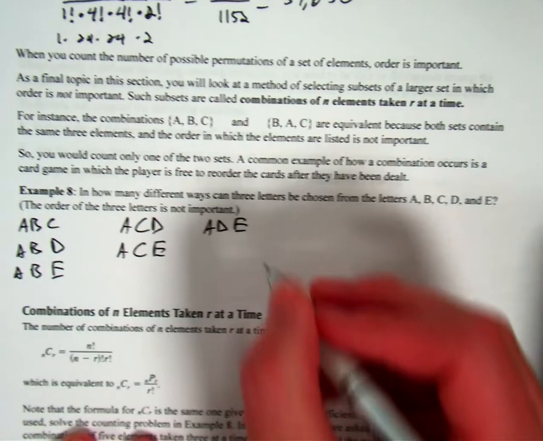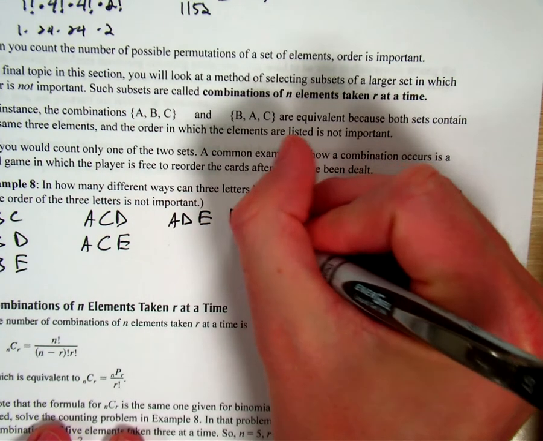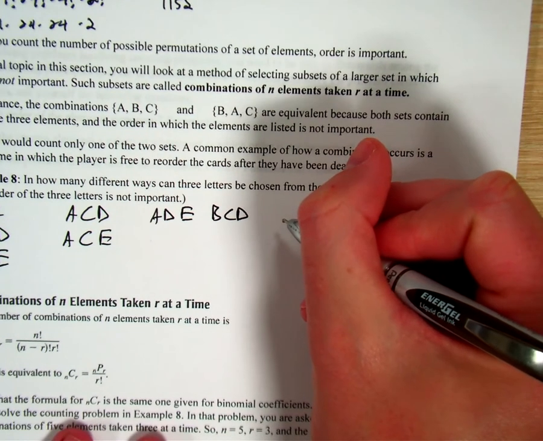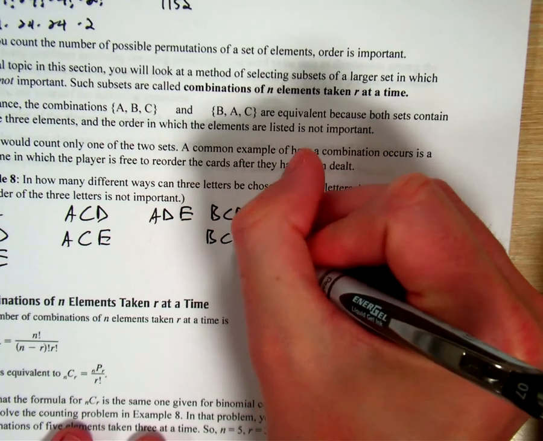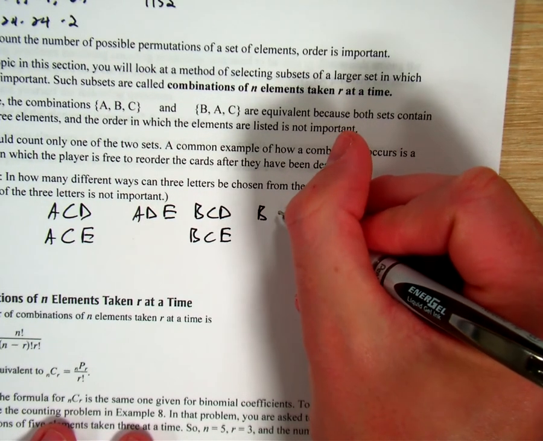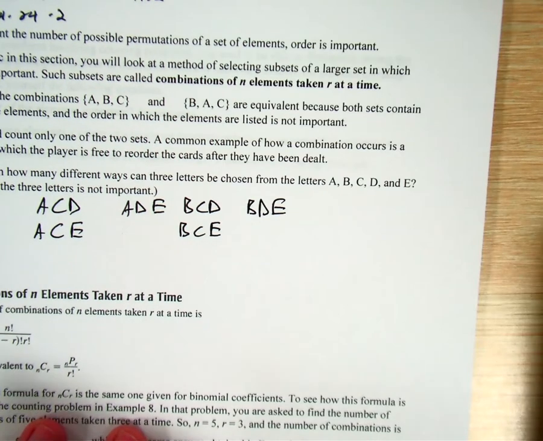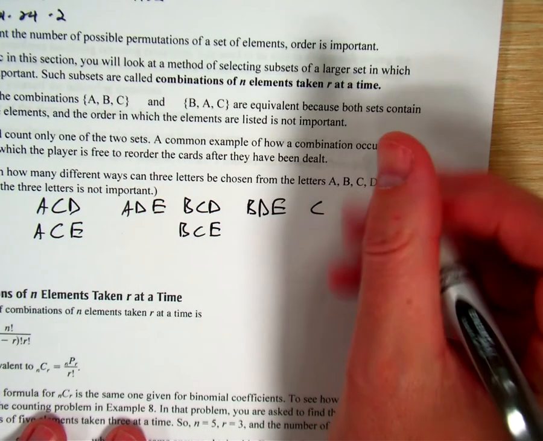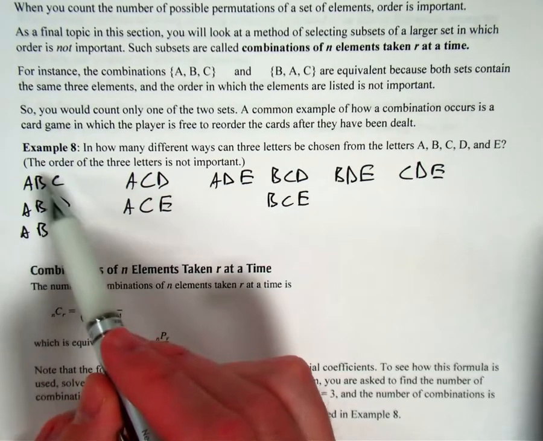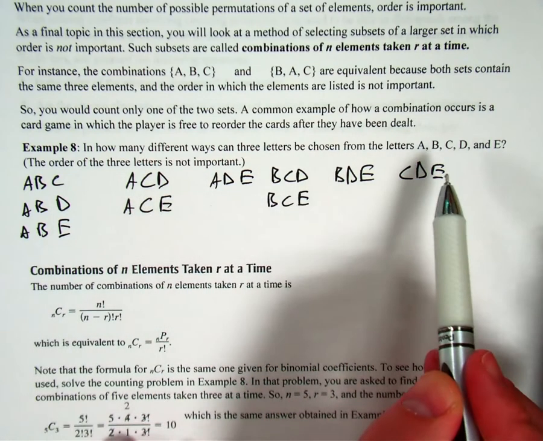We can start with B first. B, C, D. B, C, E. B, D, E. And then we would need C, D, E. So we'd have 1, 2, 3, 4, 5, 6, 7, 8, 9, 10 different ways.